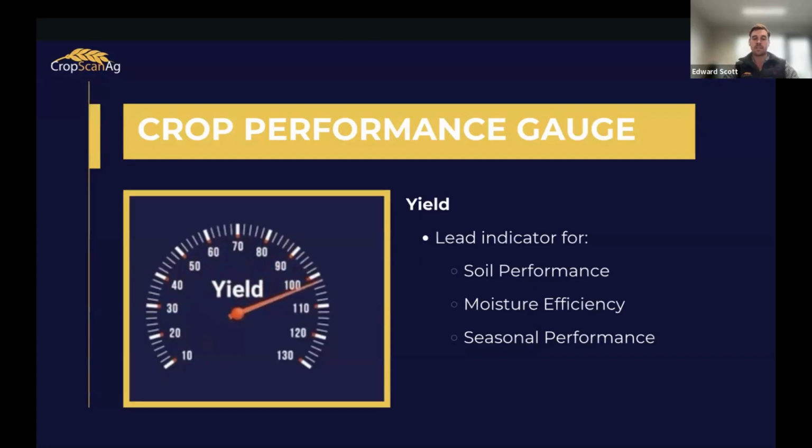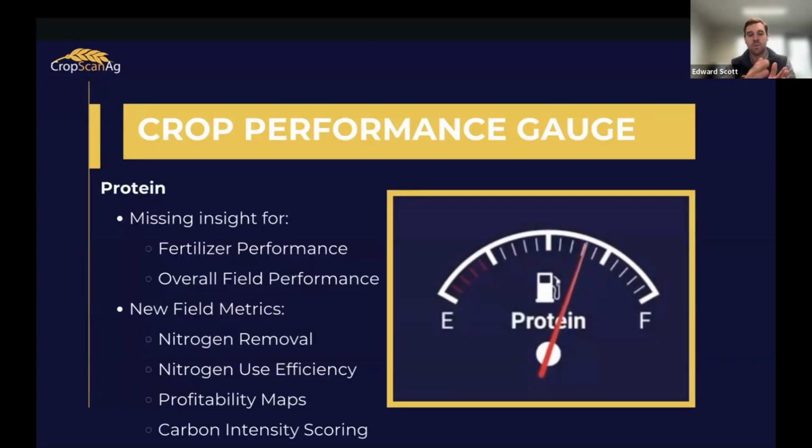So yield is a critical metric we still need to measure. It's giving us overall soil performance, that moisture efficiency, and how we rank a season. Was it a 4-ton year or was it a 6-ton year? Still a critical piece of the puzzle. But to tell us what comes next is where protein has been this missing insight.